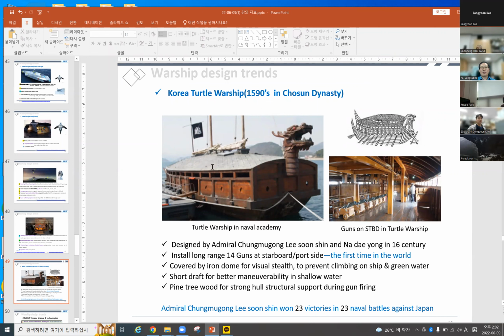And cover the Iron Dome for visual stealth to prevent the enemy from climbing onto the ship and prevent the green wall, so cover the Iron Dome. And short range, better maneuverability, shallow water, short draft, and for strong hull structure, they made it with pine tree wood.